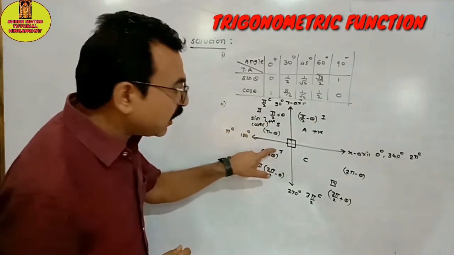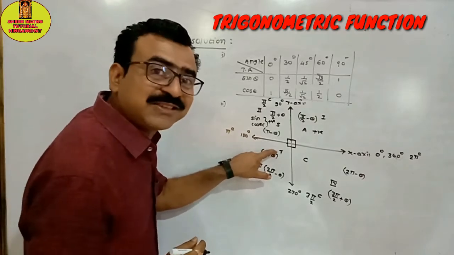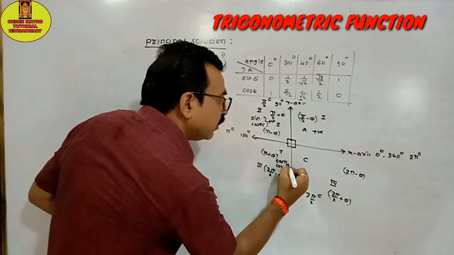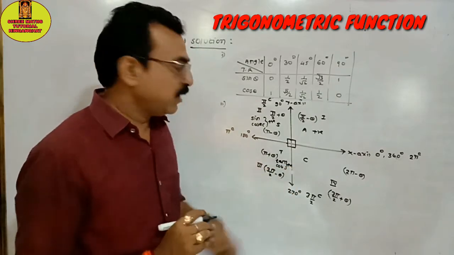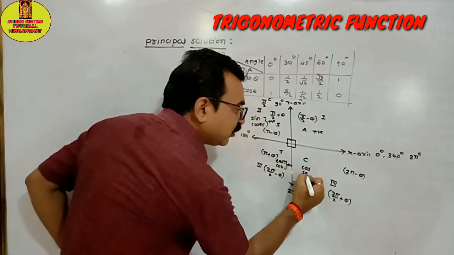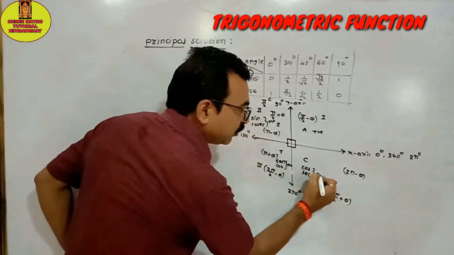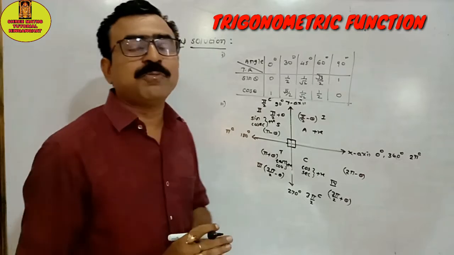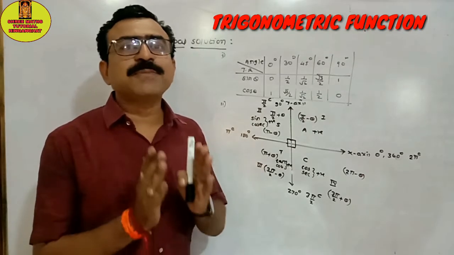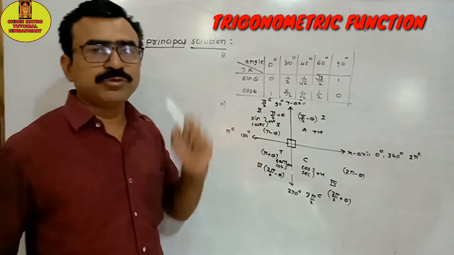Okay. In the third quadrant, T means tan and its reciprocal ratio cot. These two ratios are positive. And C means cos and its reciprocal ratio sec. These two trigonometric ratios are positive. Understood? Now let us learn some problems based on principal solution.